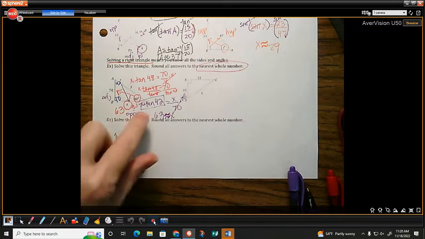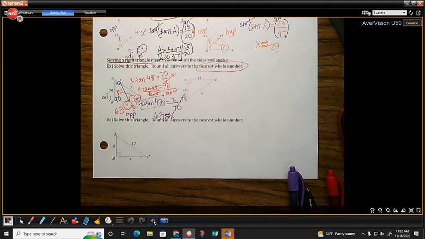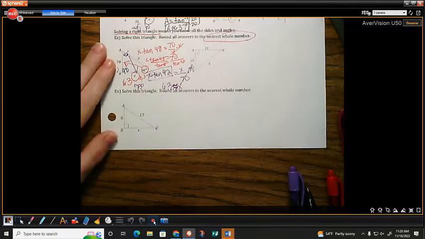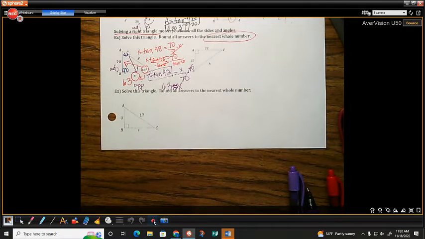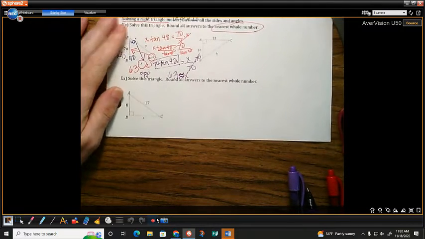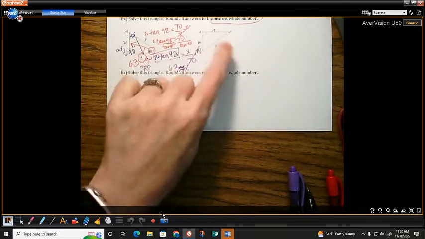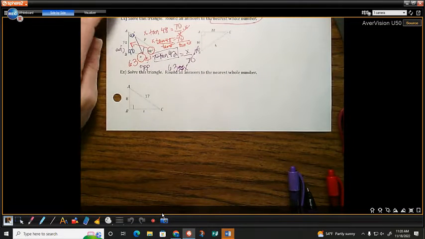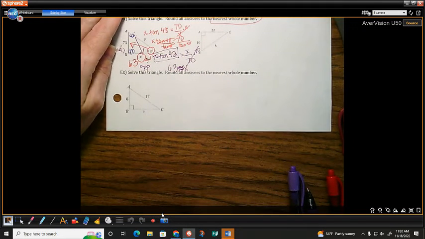Because I could find those angles just by subtracting from 180. Oh, darn. Let's do one that requires it then. So look at the last one. We're going to skip this guy over here. We're going to just do the last one. Okay? What do you think you should find first?